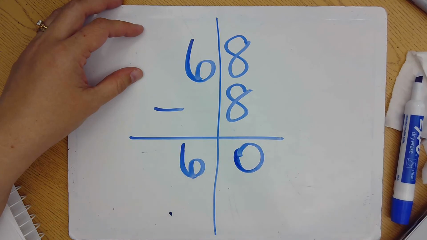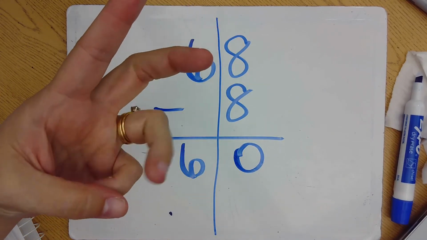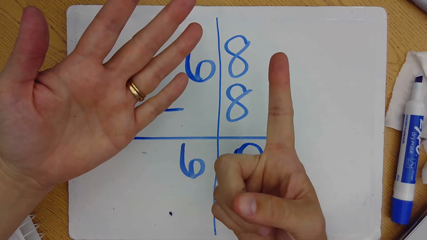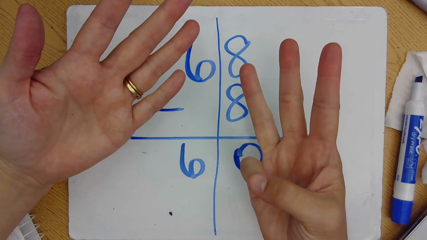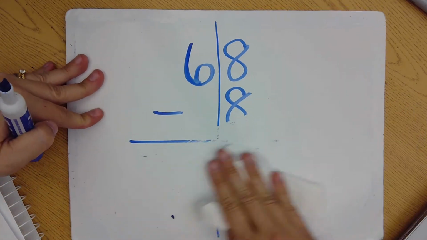Or you could have done 68, 67, 66, 65, 64, 63, 62, 61, 60. I still get the same answer. Let's try another one.